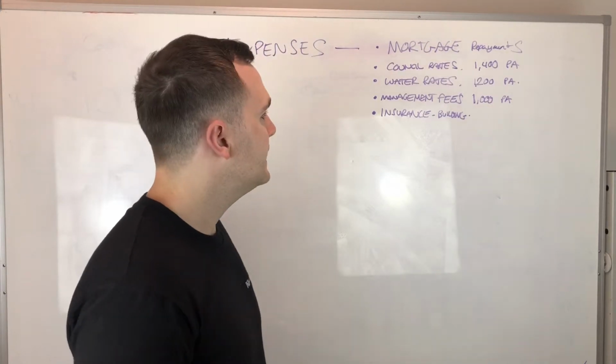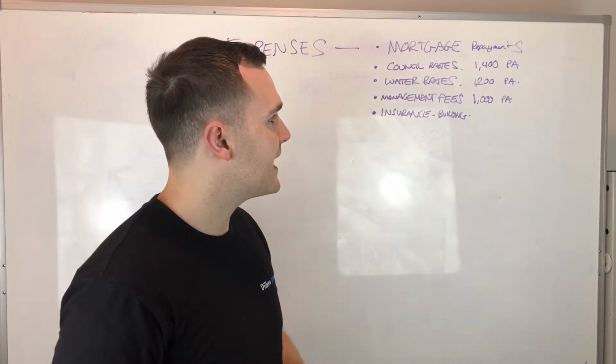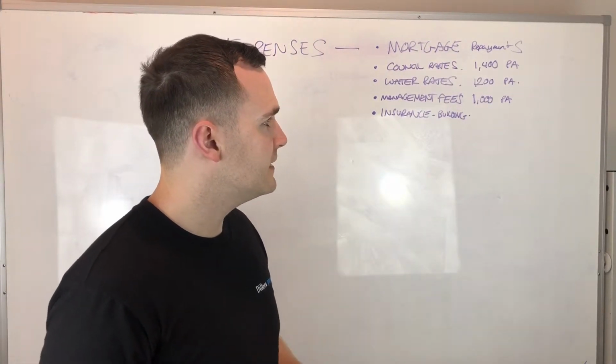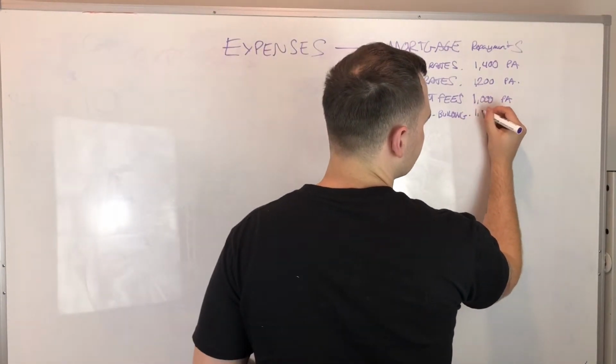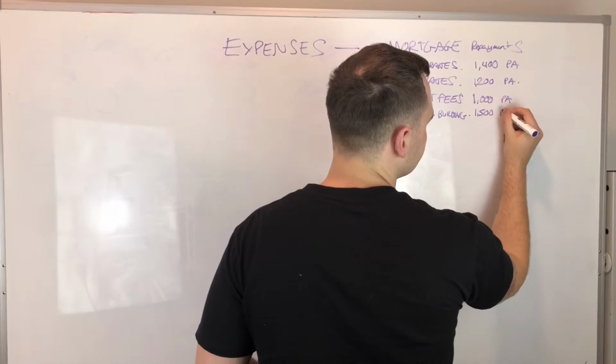Building insurance, depending on the value of the house, let's just say, could be $1,500 for the entire year. Could be more, could be less, as I said, but let's just round it up.